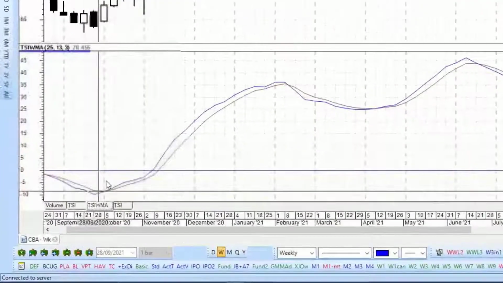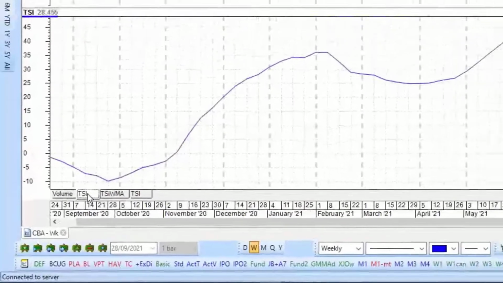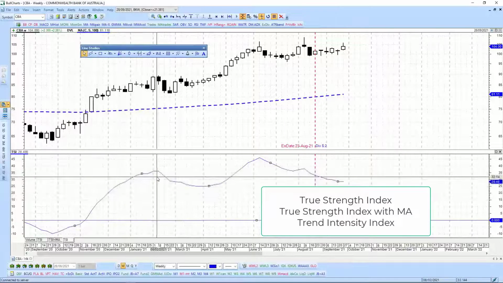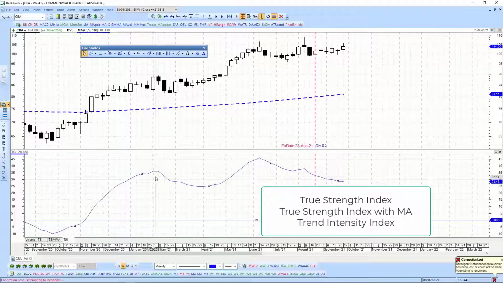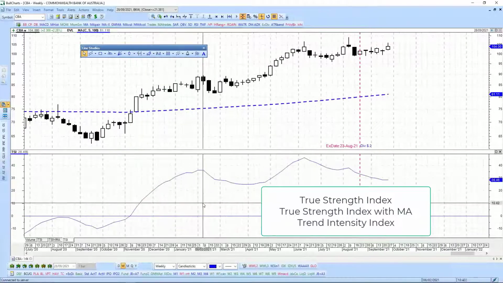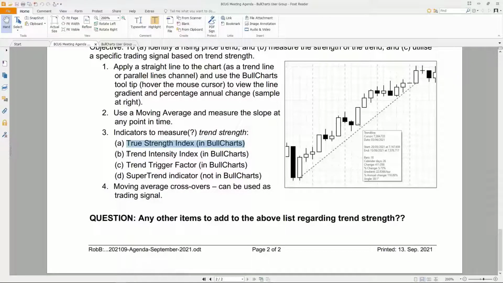And I'm down in the bottom left corner. I've got 4 tabs now. One is volume, and I've got the first indicator we applied, true strength index, and then the true strength index with MA, and then that last one, the trend intensity index. And they seem to be all based around that same blue line. And I guess if we check the script, we might find the formula is the same. Okay, that's probably enough on that one. True strength index, trend intensity index. We'll come back into trend trigger in a moment.